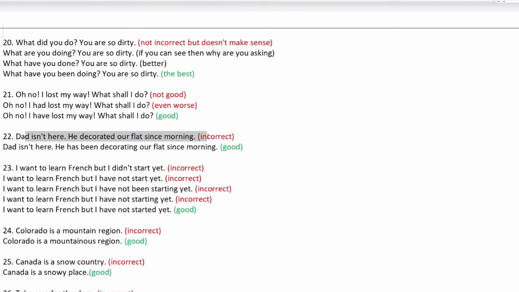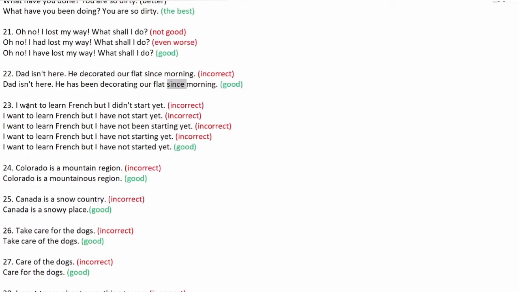22. Dad isn't here. He decorated our flat since morning. Grammatically incorrect. Dad isn't here. He has been decorating our flat since morning. Since is from then until now. Don't get confused with since from now on.